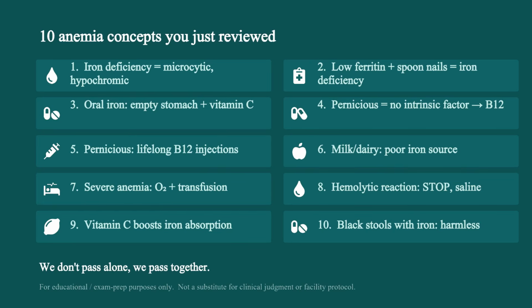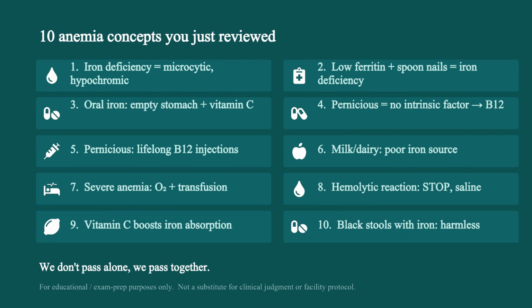Those are your 10 anemia concepts. Iron deficiency gives microcytic hypochromic cells. A low ferritin with spoon nails points to iron deficiency. Take oral iron on an empty stomach with vitamin C. Pernicious anemia is a lack of intrinsic factor blocking B12. It's treated with lifelong B12 injections.